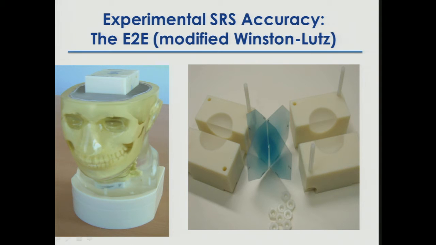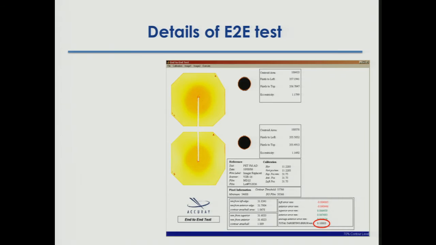For the end-to-end, you're going to use an anthropomorphic phantom with some kind of hidden target. This is a very round, nice artificial brain, and you have some kind of detector. I prefer film for the resolution. And you're going to deliver a dose distribution. What you're going to do is deliver an isocentric plan in a relatively homogeneous phantom.